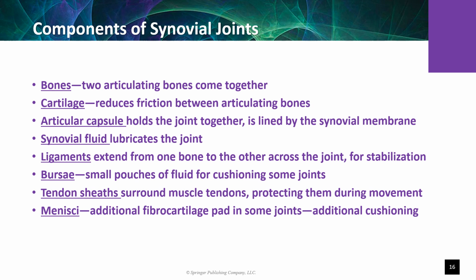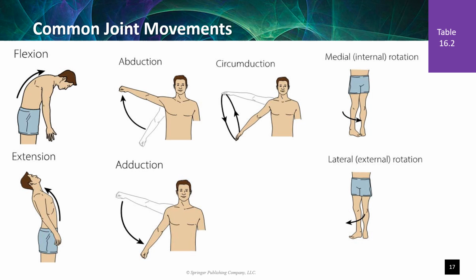Bursa provide cushioning between bones and the softer tissues that overlie them to protect the soft tissue. The meniscus is a crescent-shaped fibrocartilage pad that partially divides a joint cavity. These are various common joint movements.